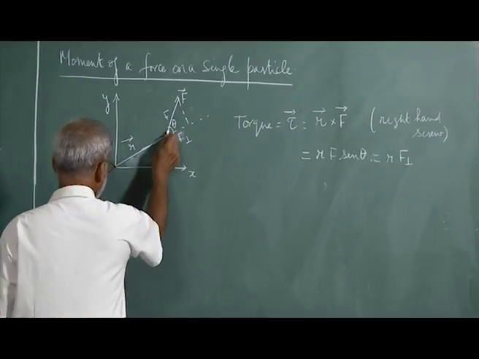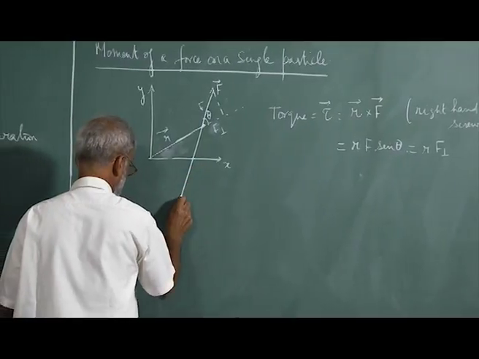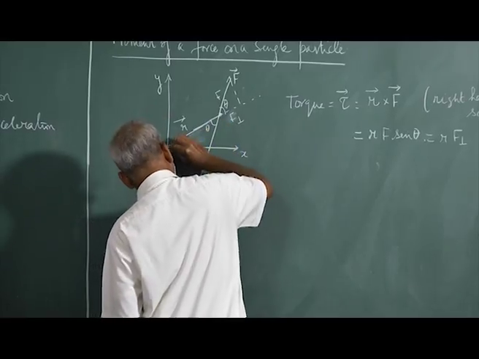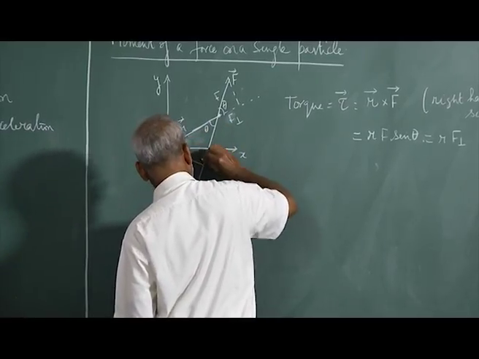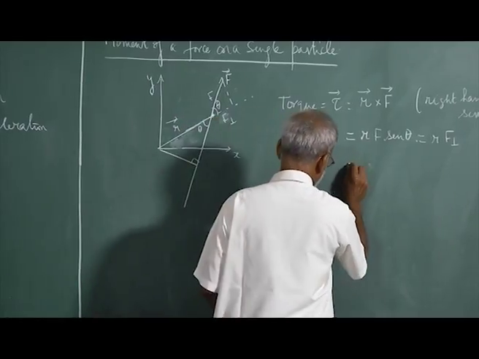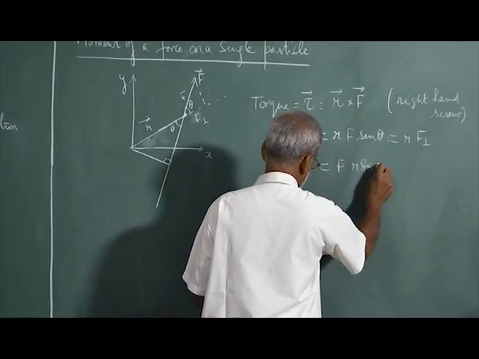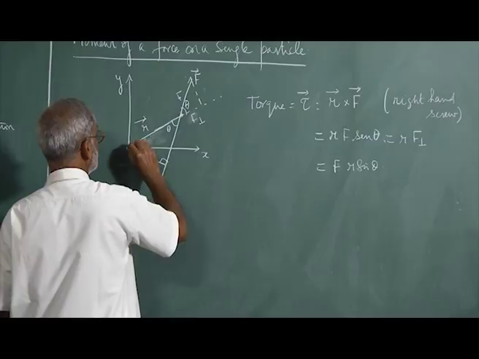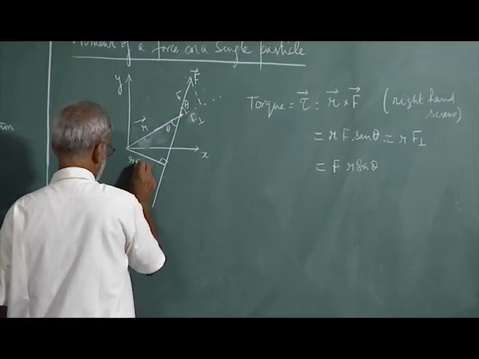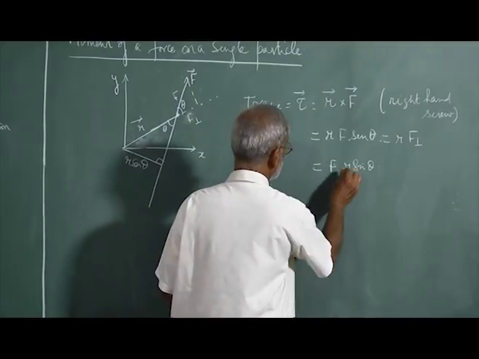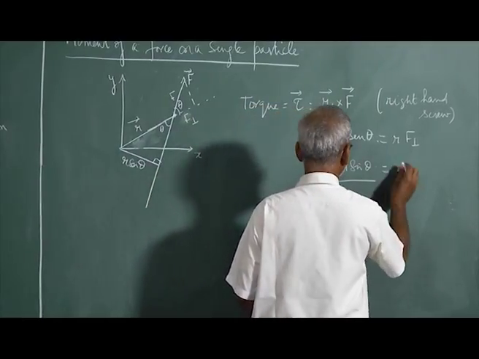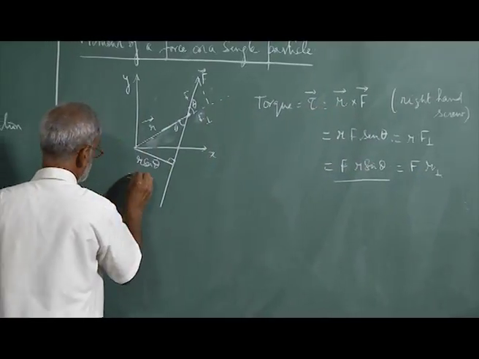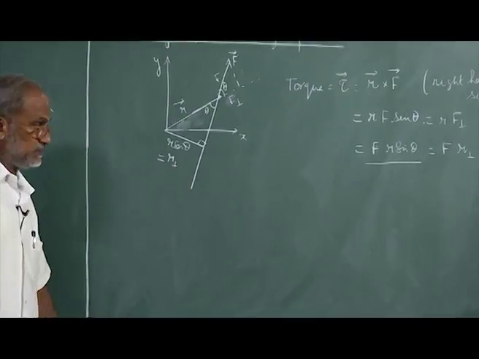You know, I can also write it in a different way. How? I drop a perpendicular from here, this is theta. So I can write this as F into r sin theta. In this right angle triangle, this is r, therefore this is r sin theta. I can view it in both ways. So this is written as F into r perpendicular, this quantity is known as r perpendicular.